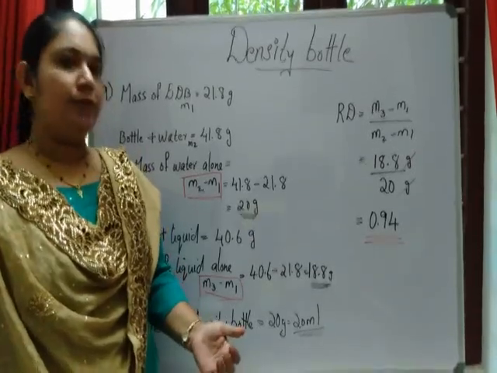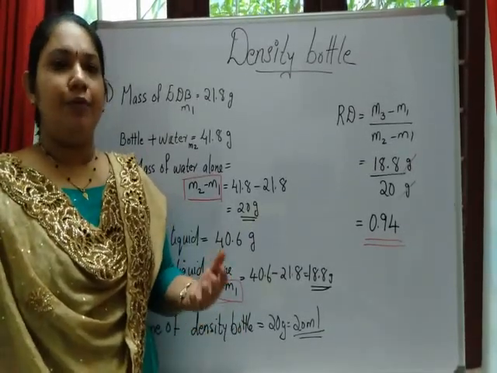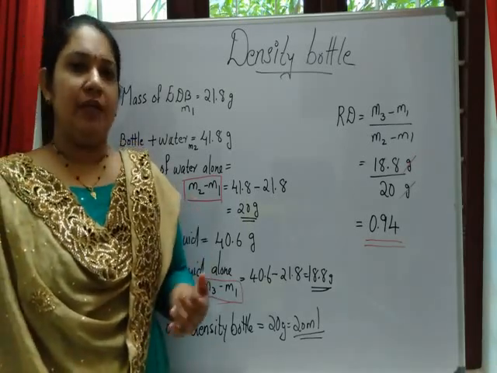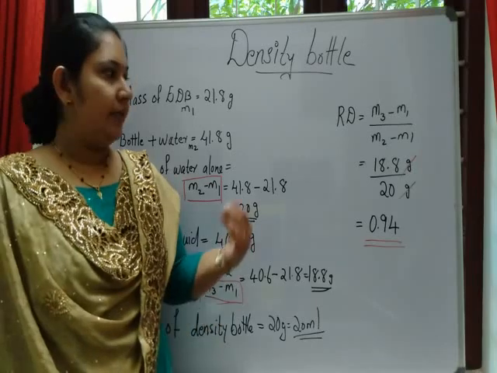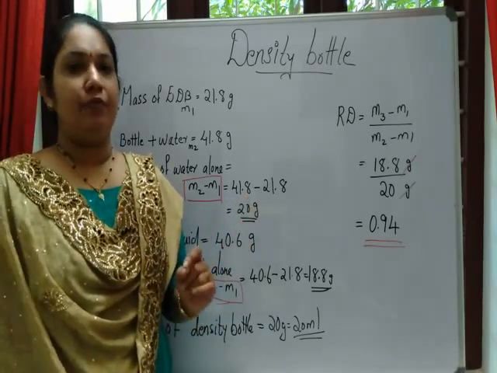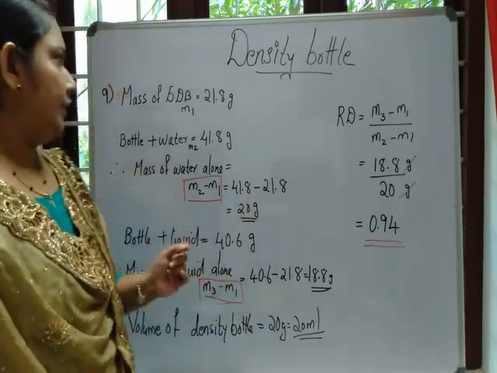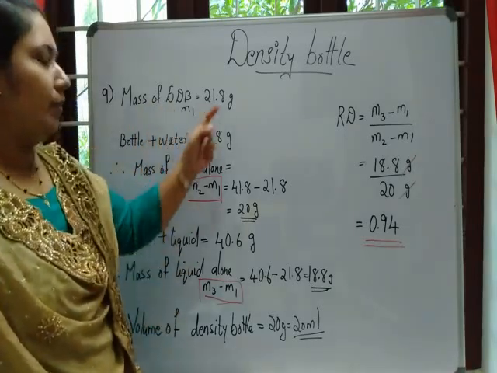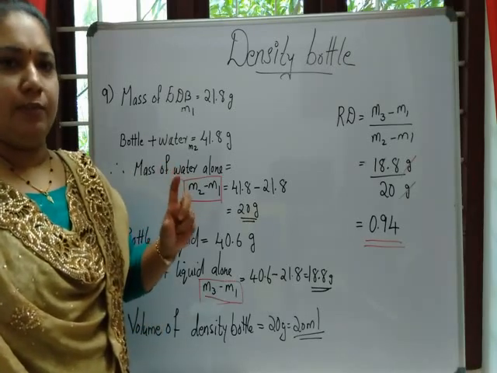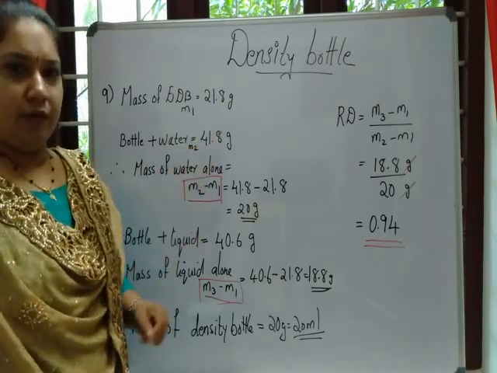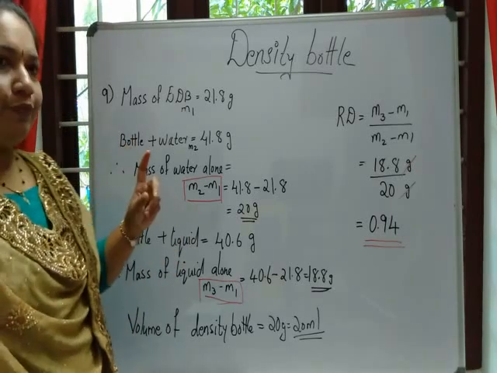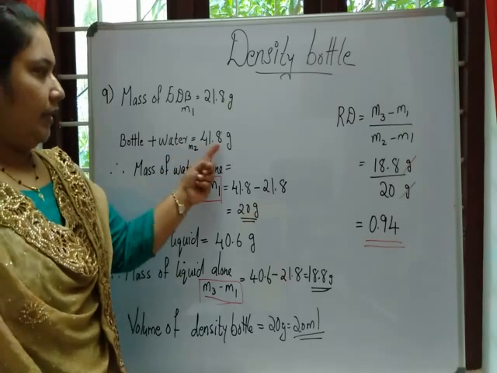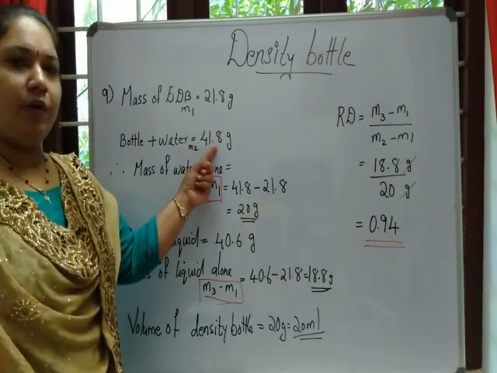Next we are going to study how to calculate the relative density, the numericals based on relative density. Here I am going to start with question number 9 from your textbook. The mass of the empty density bottle is given as 21.8. So when we measure the empty density bottle, the mass is 21.8. And when it is filled with water, that means bottle plus water, it is given in the question as 41.8.